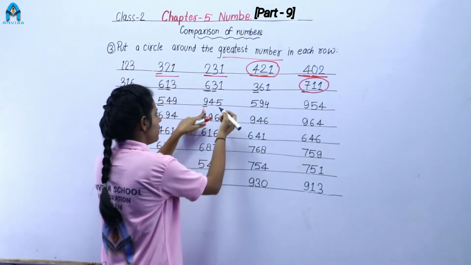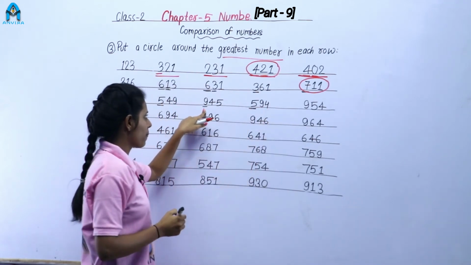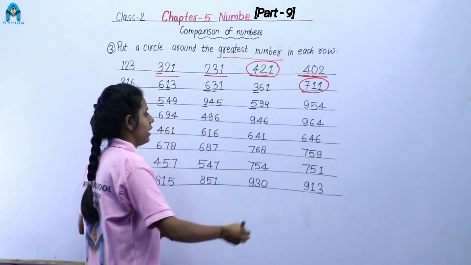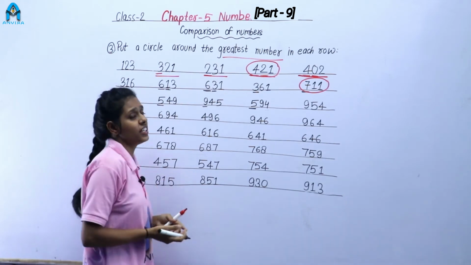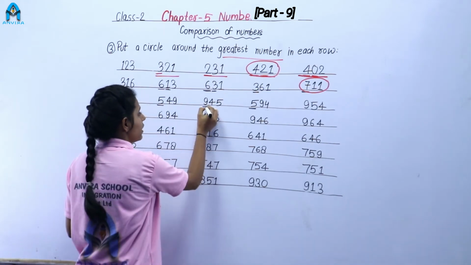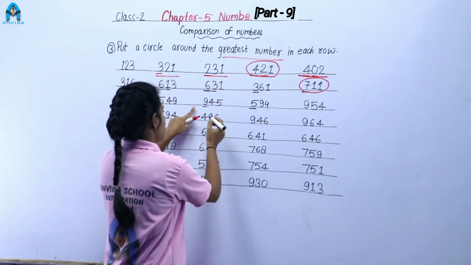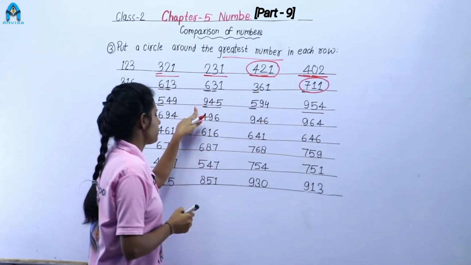So, let's compare this and the next number. So, here is 900 and here is 500. So, which is greatest? Yes, 900 is greatest. So, now compare this number and this number.